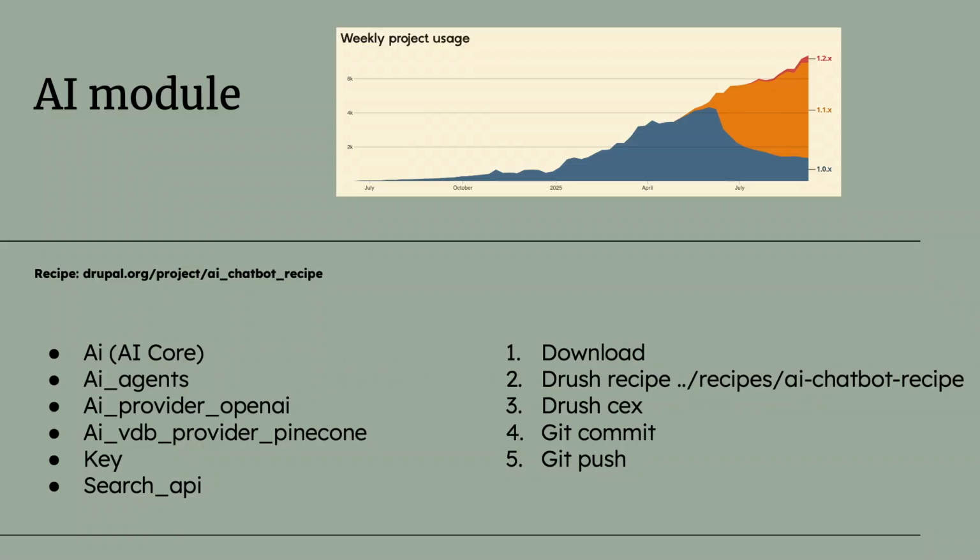We're not quite there in this recipe yet, but that's the roadmap. What do you do when you have all these modules? Well, standard stuff. You download them, you apply them, you turn them on. In this case, I'm adding a couple extra steps.